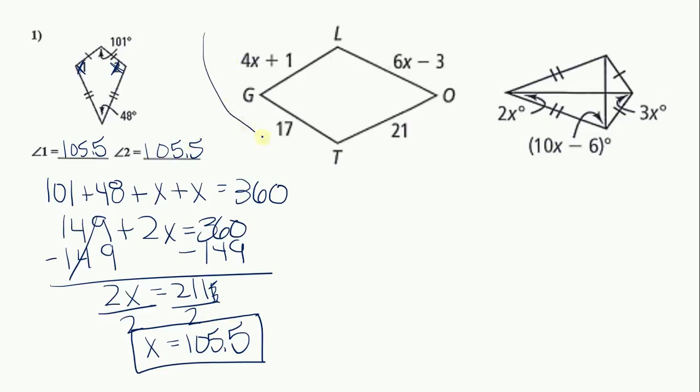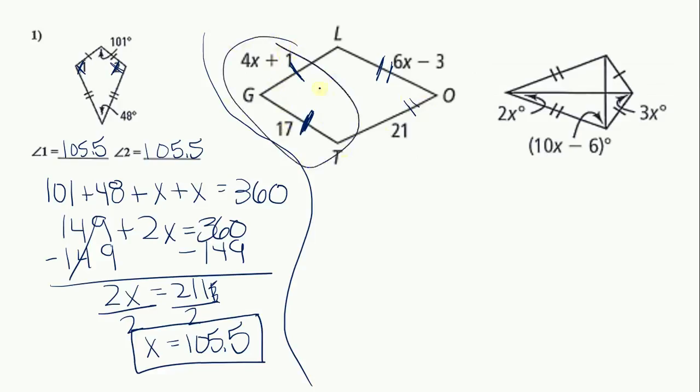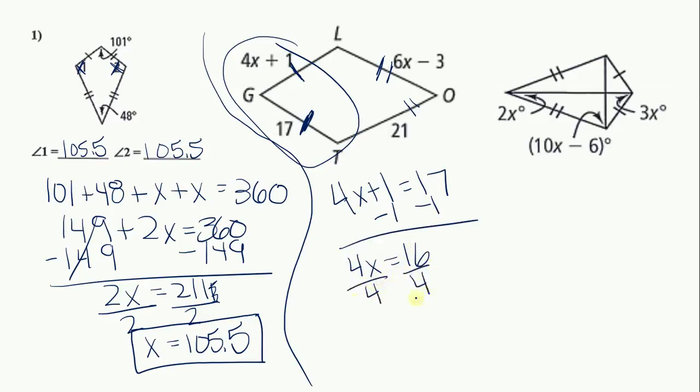Middle one here. Draw a line here. What can I do here? Well, it is a kite. Consecutive sides. Well, that must tell me that this side and this side are the same, and this side and this side are the same. So let's just pair these two together. So 4x plus 1 has to equal 17. Subtract 1, so I get 4x equals 16. Looks like I got to divide by 4. x equals 4. Now here's the cool thing. If I would have paired these two, I would have gotten x equals 4 as well. Now let's look at this last one.